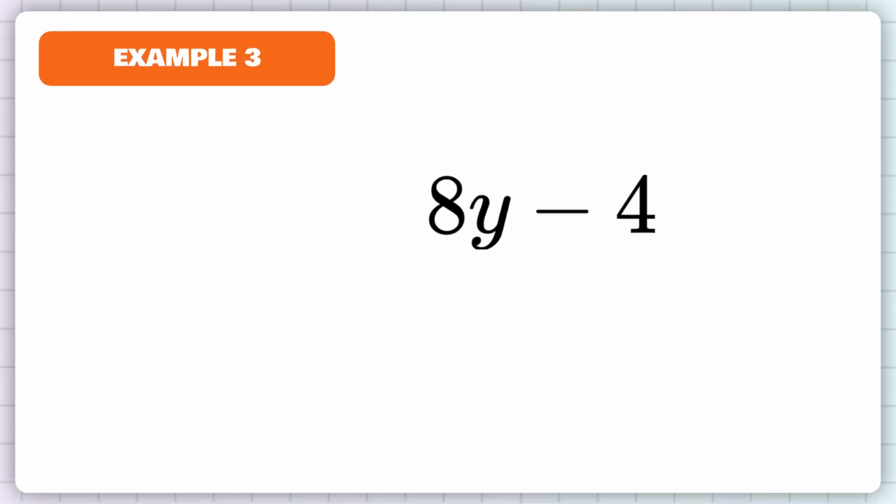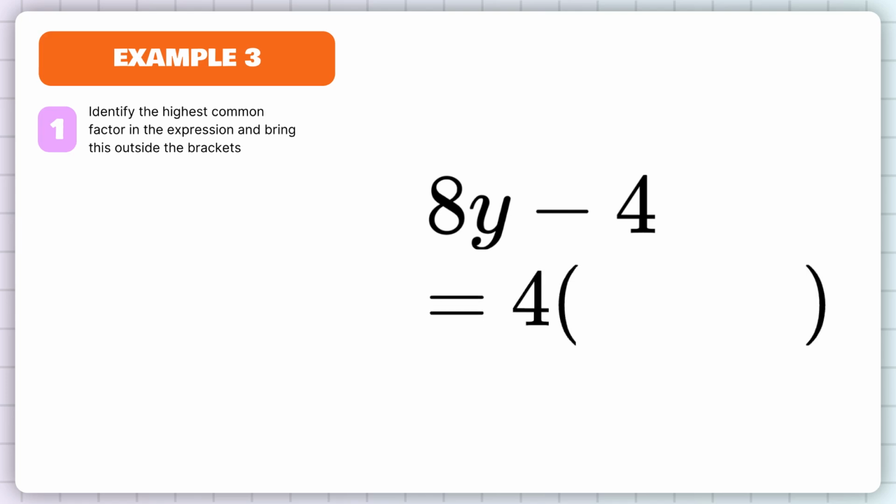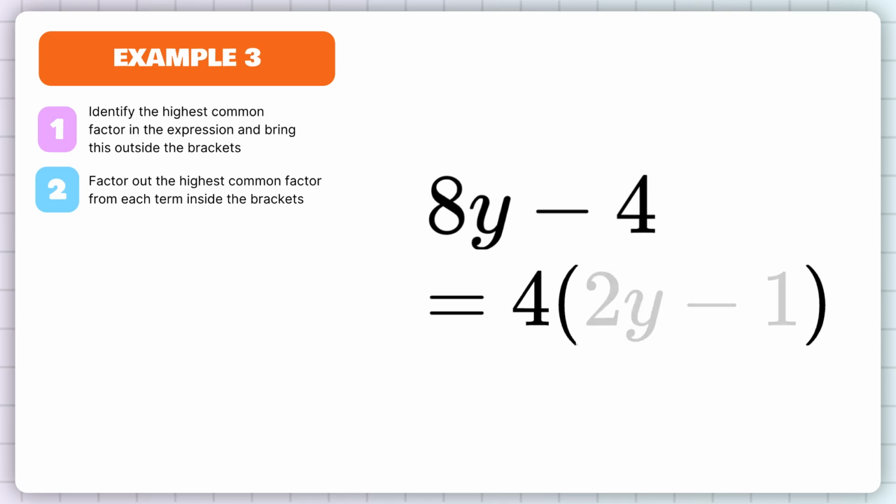Consider the expression 8y minus 4. First, find the highest common factor of 8 and 4, which is 4. So bring 4 outside of the brackets. Then, factor out the highest common factor from each term. So 8y divided by 4 becomes 2y, and minus 4 divided by 4 becomes minus 1. We therefore get 4 brackets 2y minus 1.